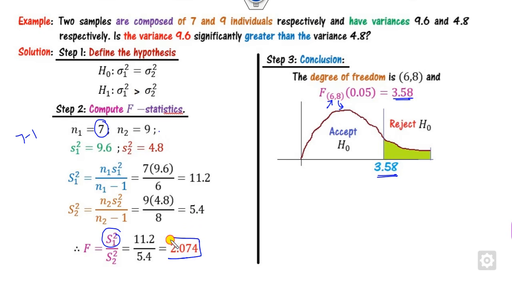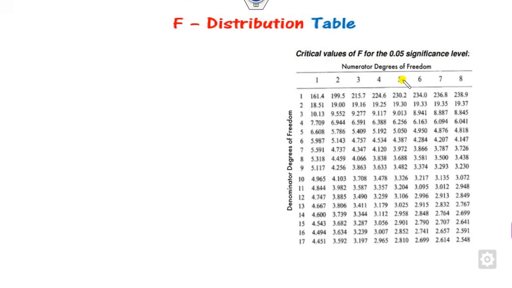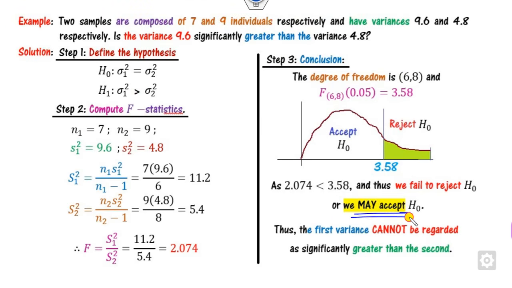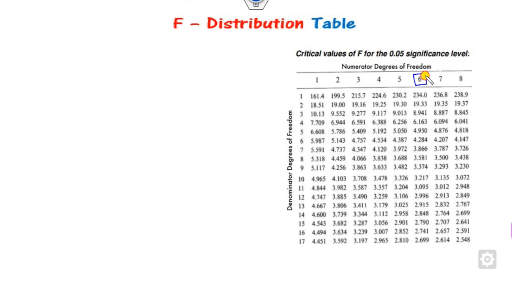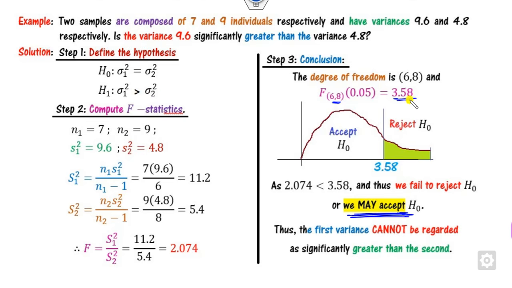We will get this number, 2.076. It lies in the accepted region, so we may accept H0. You can see the 6,8 value from the table: 6 from the numerator, 8 from the denominator. This is 3.581, which you can write to 2 decimal places or 3 decimal places. There is no problem about that.